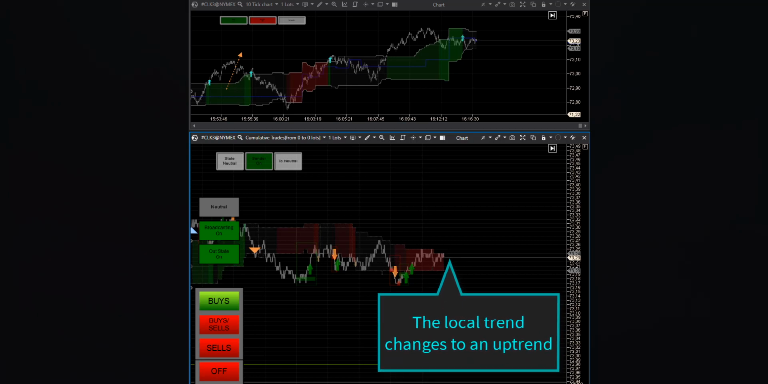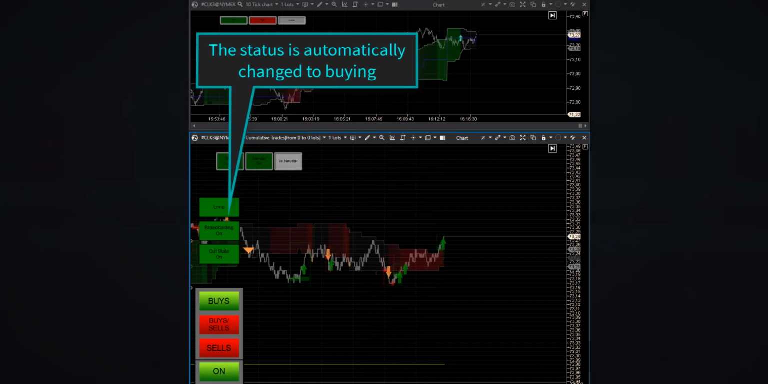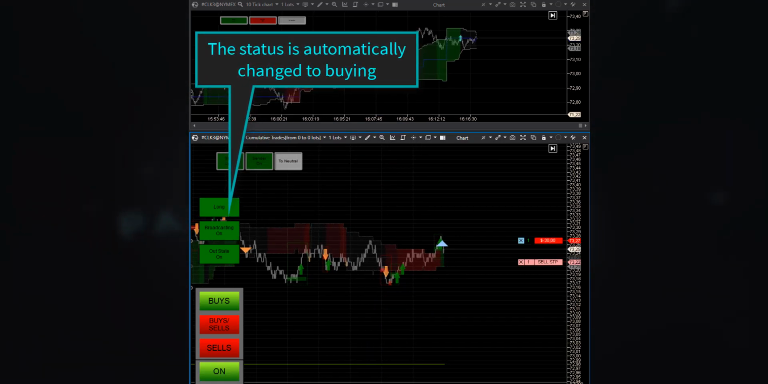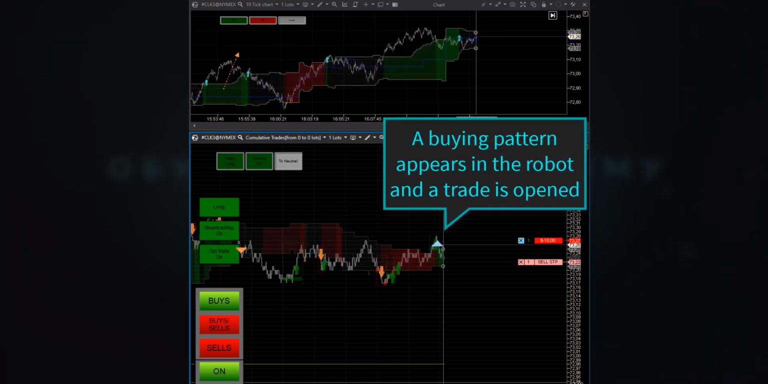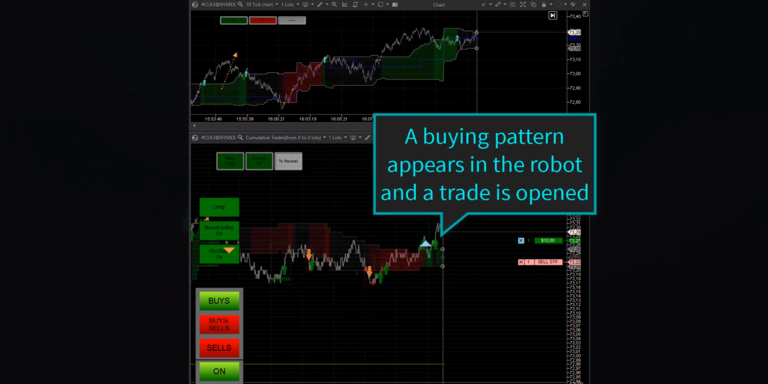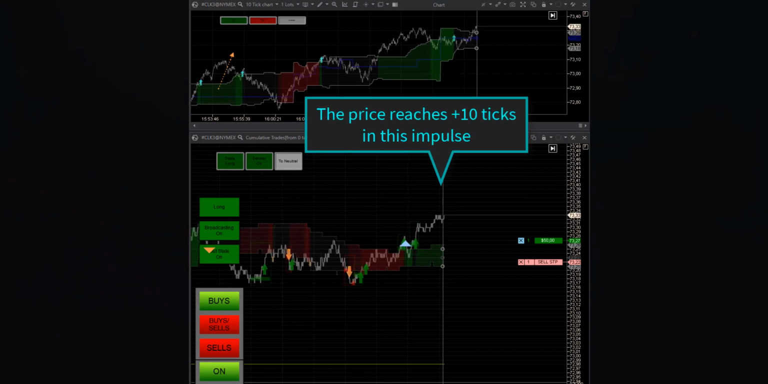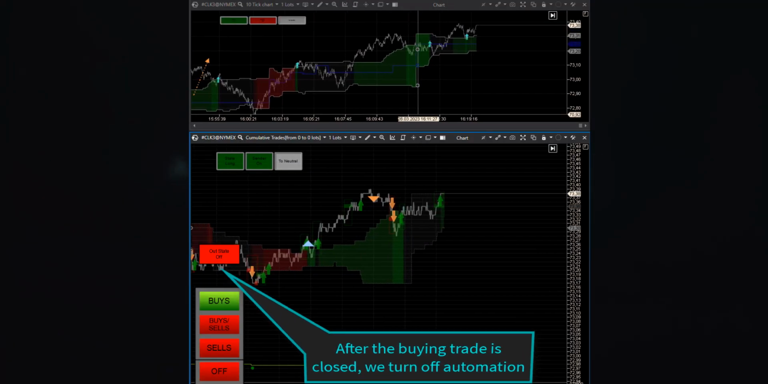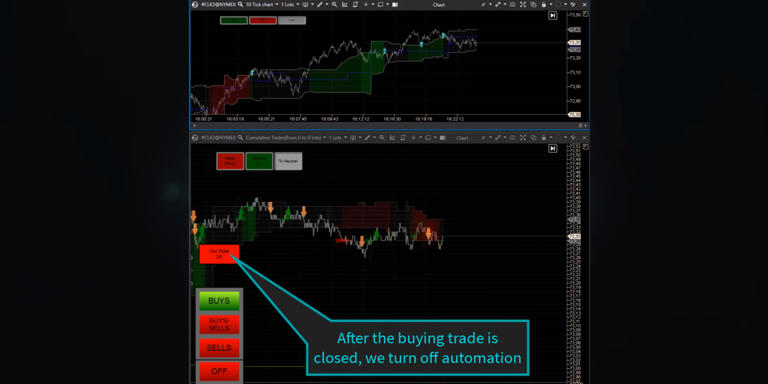The local trend changes to an upward one. The status automatically changes to buying. A pattern for buying in the robot appears and a deal is opened. The price gives plus 10 in this momentum. After closing the purchase, we turn off automation.